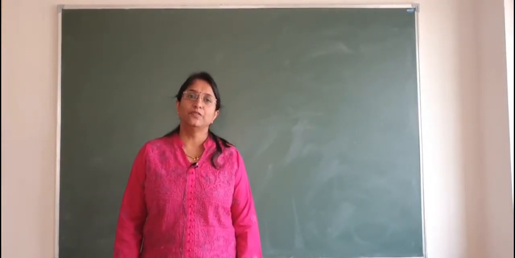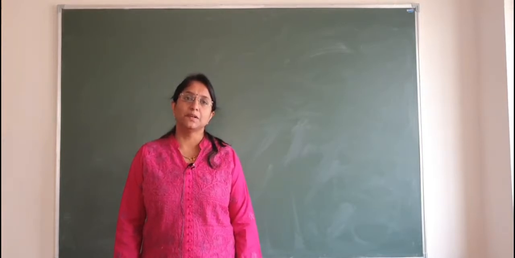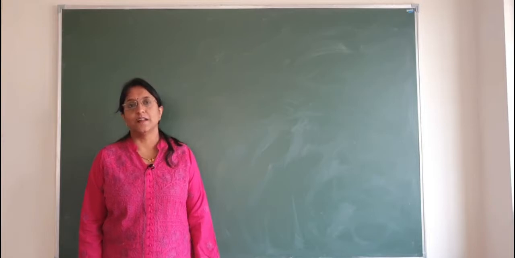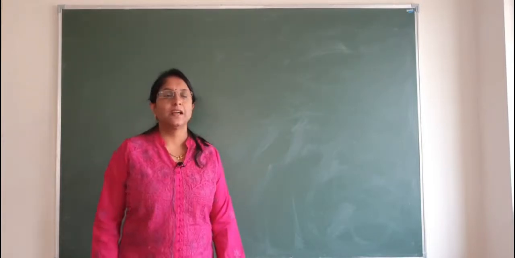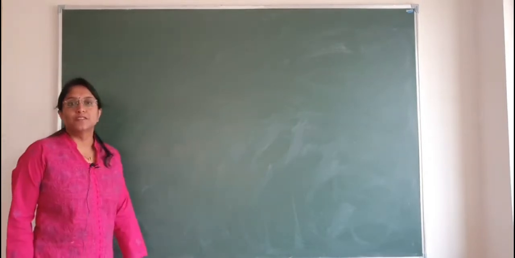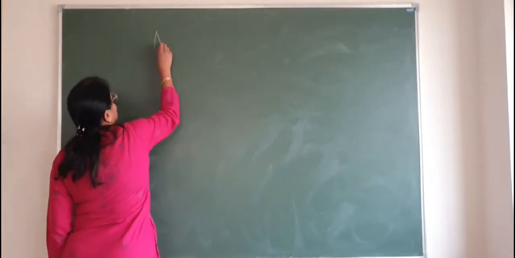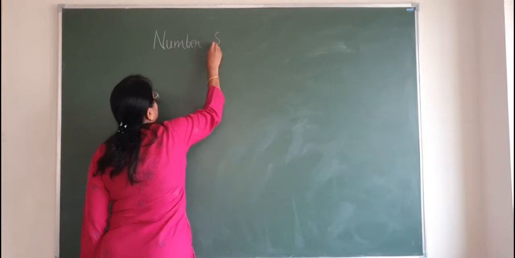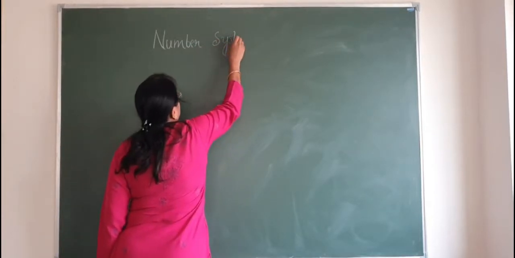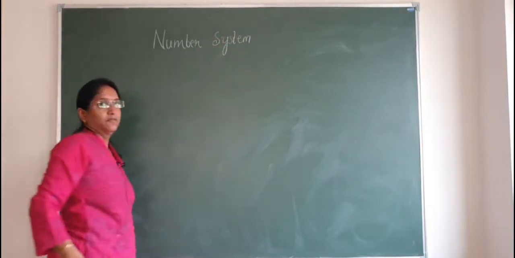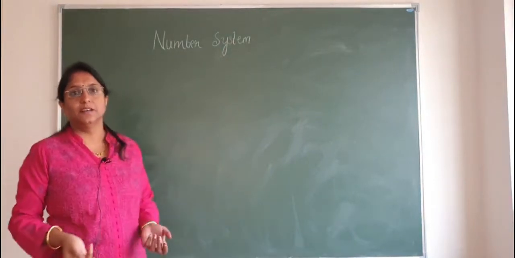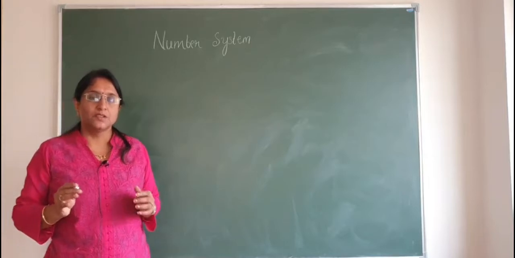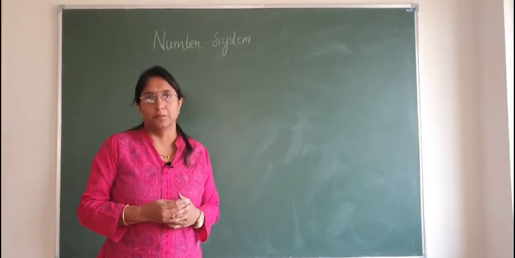In this video, we'll discuss the mathematics syllabus for competitive exams like Sainik School, RMS and Navodaya. So in mathematics, the first chapter is number system. We know numbers 1, 2, 3, 4 are numbers, but there are different types of numbers. So what are the different types of numbers?